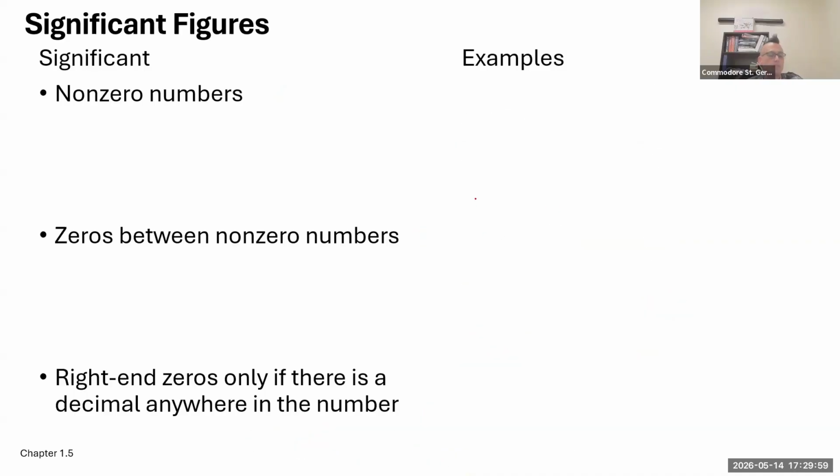All right, let's just do some kind of weird ones. Let's do 101, right? And I'll put here sig figs. That is 3.